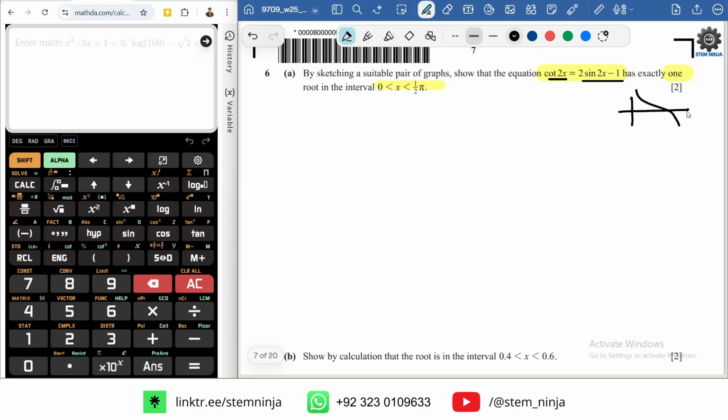So cot x goes like this. Usually this asymptote is at pi, but since this period is halved, it would be at pi by 2. Similarly, 2 sine 2x would be going somewhat like this, where the mean position is at minus 1, the maximum is at 2 minus 1, and the minimum is minus 2 minus 1, minus 3. So we just have to combine these.